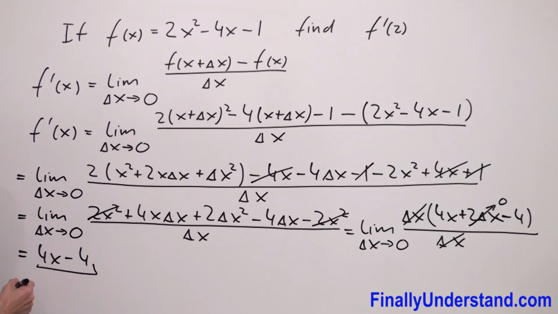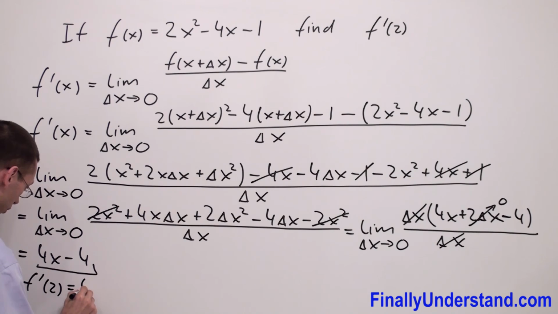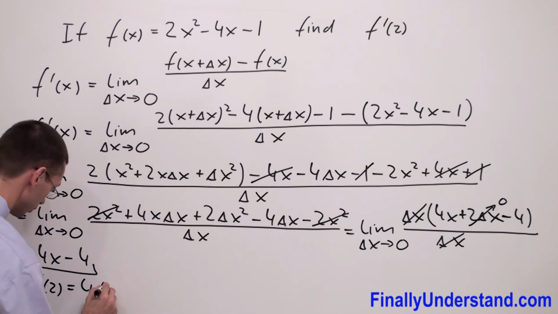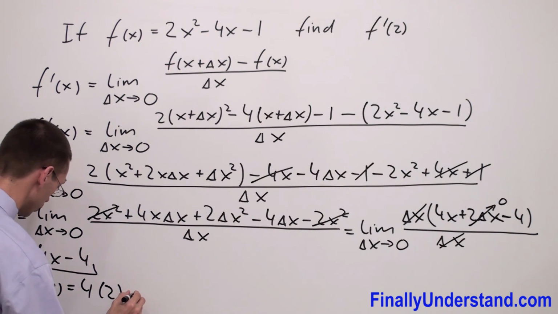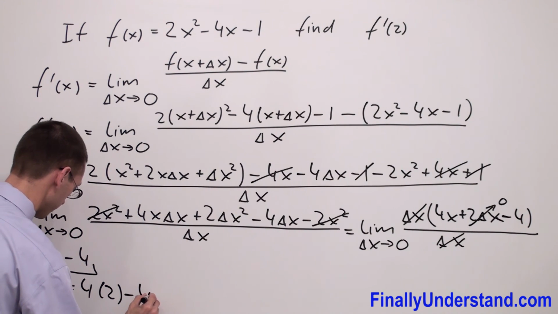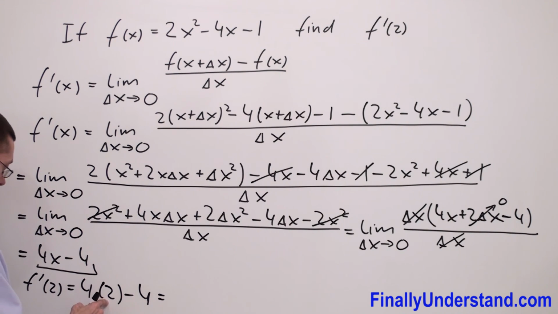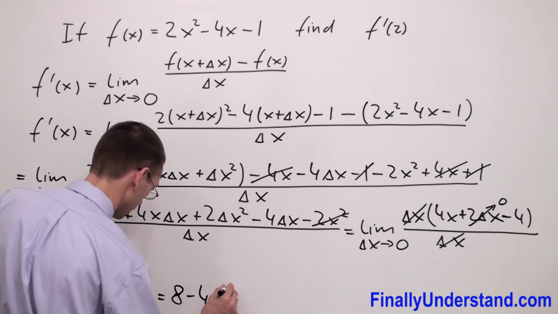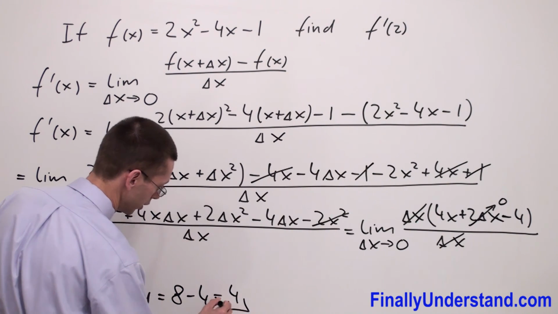Next, I'm supposed to evaluate the derivative of this function for x equals 2. So what am I supposed to write? Simply write f prime of 2 is equal to 4, and instead of x I'm supposed to write 2, minus 4. This is equal to 4 times 2, which is 8. 8 minus 4 is equal to 4, and this is the solution to my problem.